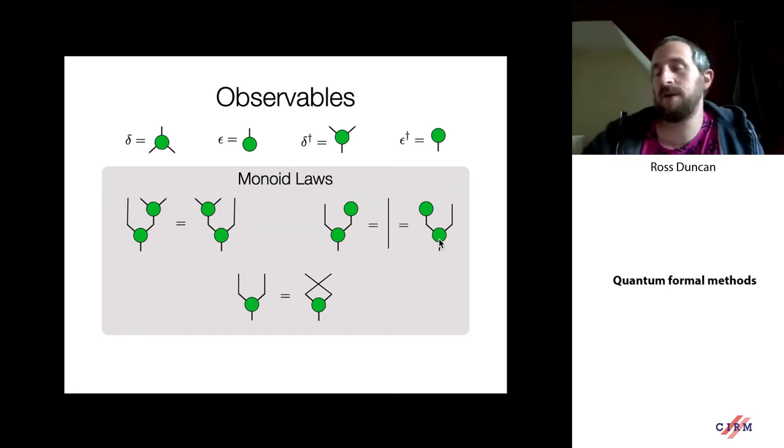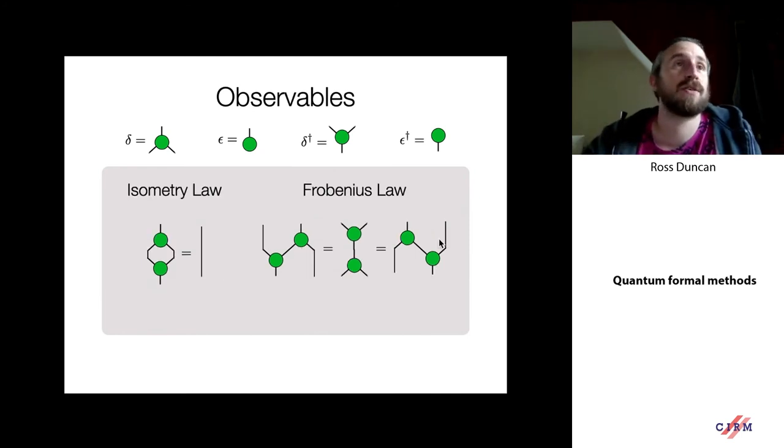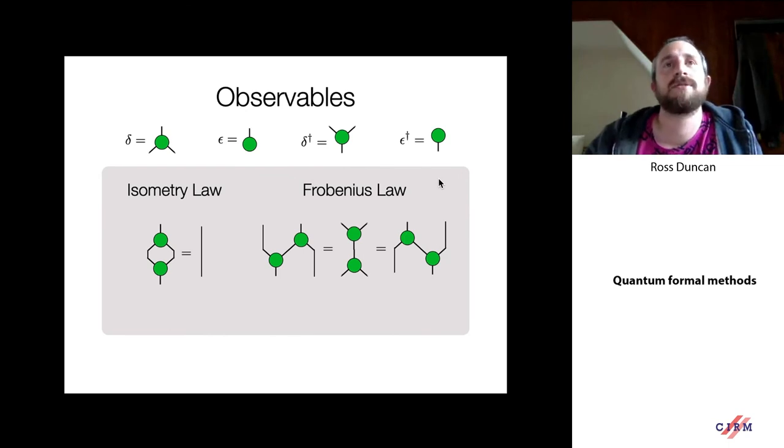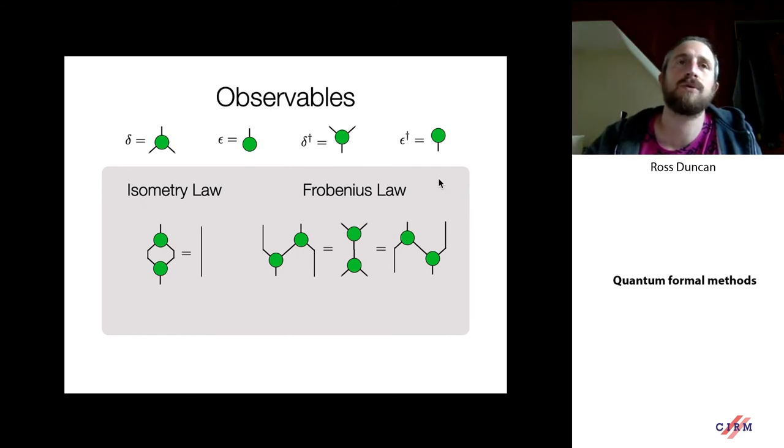And if you think a little bit harder, you can just about persuade yourself to believe a few other things which are true. Namely, that if I have a copying followed by its adjoint, which is kind of a test, so the inputs can only pass through if they're the same, that should be the same as doing nothing. And the other equations on the right-hand side there are called the Frobenius law. That's a little bit harder to justify, but if you think about what it's saying in terms of copying and deleting, you'll find it's pretty reasonable.